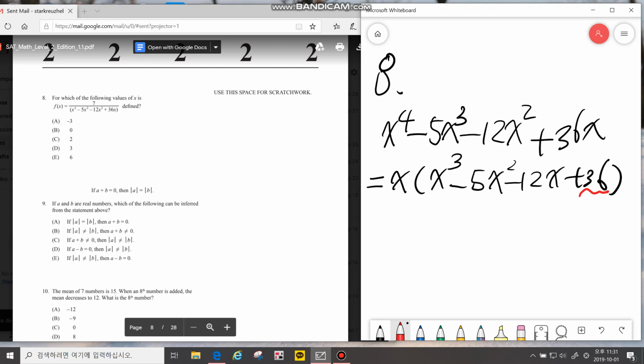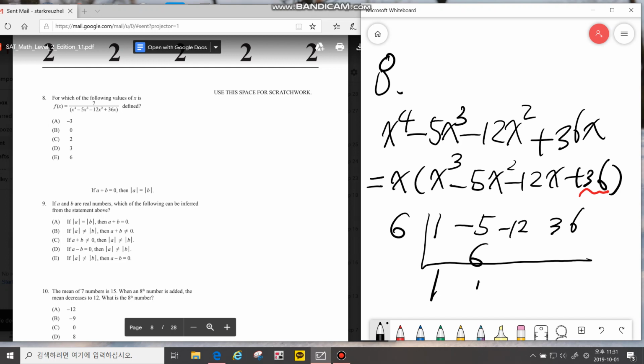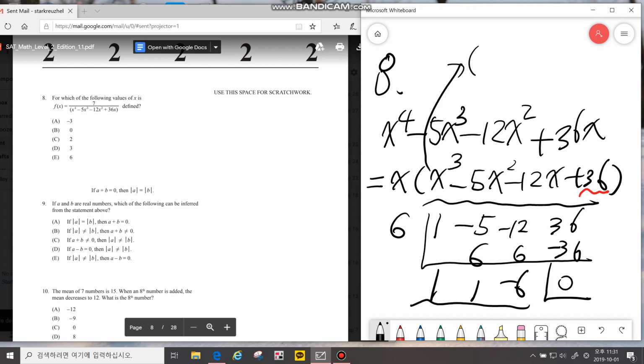So if you just see, one definitely doesn't work out, two definitely doesn't work out, three definitely doesn't work out. But I mean, six is worth a try. Therefore, I'll put 6 into our x. Then 1, negative 5, negative 12, and 36. Then 6, 1, 6, and then 6, negative 6, and then negative 36, and this becomes 0. Therefore, this cubic equation ends up being x minus 6, x squared plus x minus 6, right?